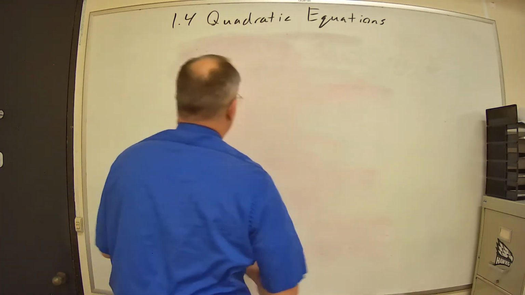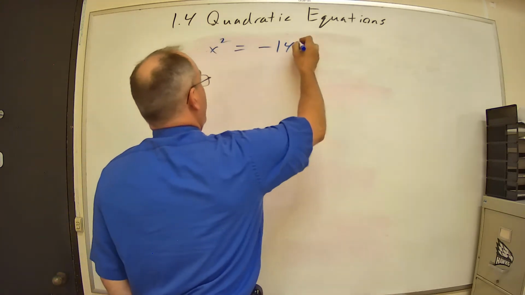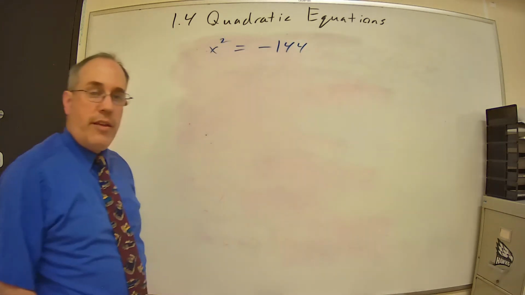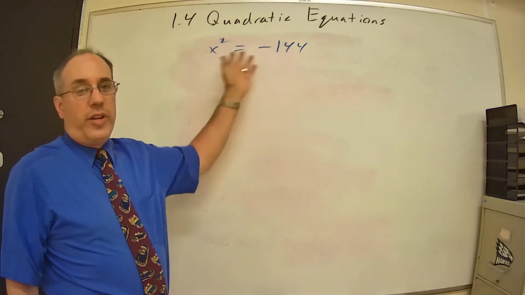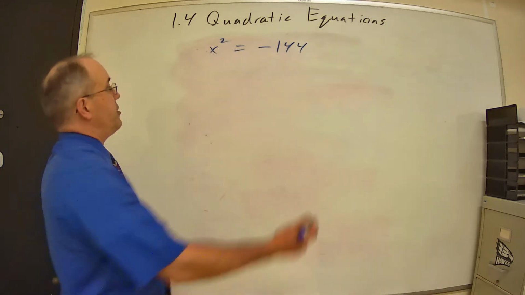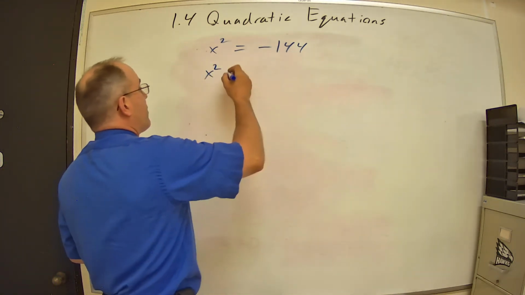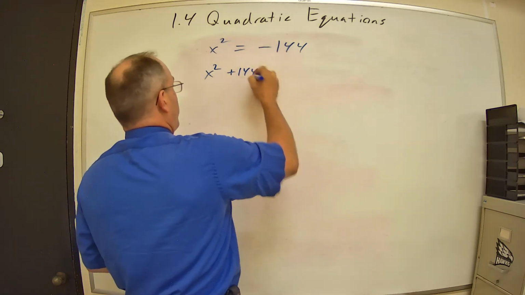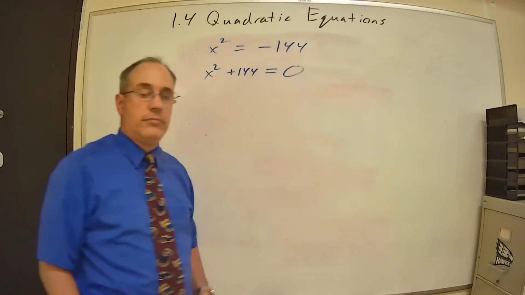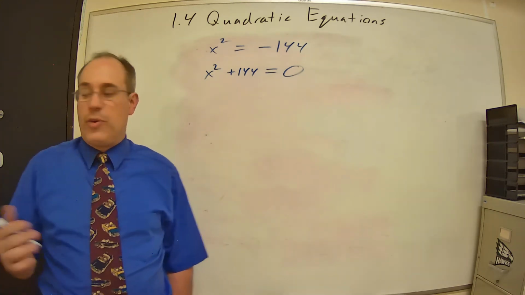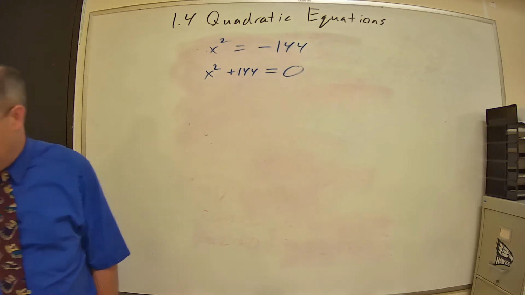Just a slight modification on this. Well, if we have x squared is equal to negative 144. Now remember I said when we're factoring these and trying to solve for it, we need to have 0 on one side of the equation, so we're going to add 144 to both sides, so we get x squared plus 144 is equal to 0. Okay, so we got x squared plus 144 is equal to 0.